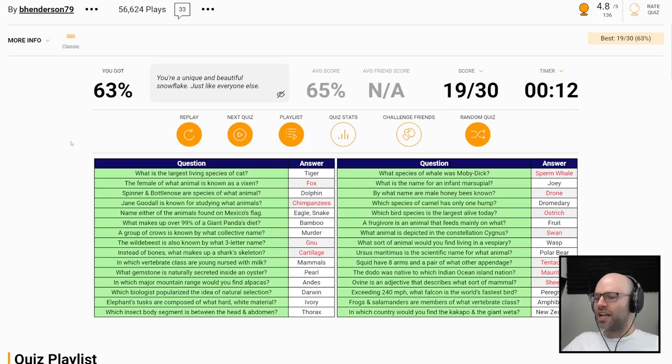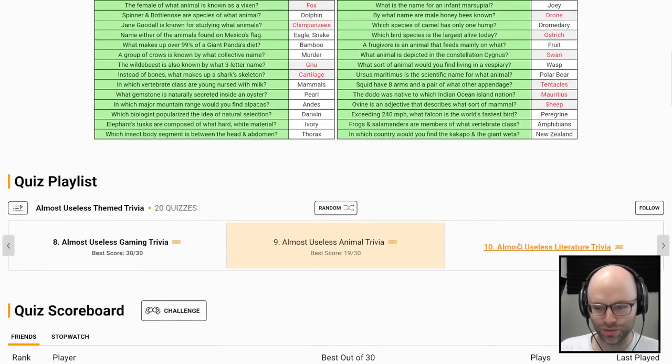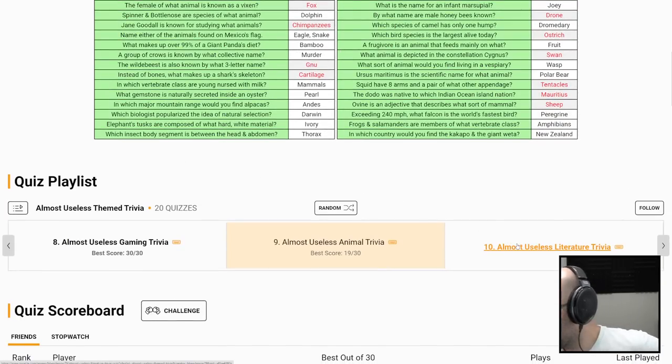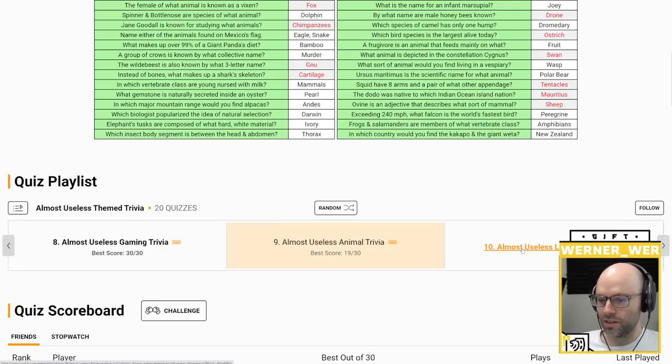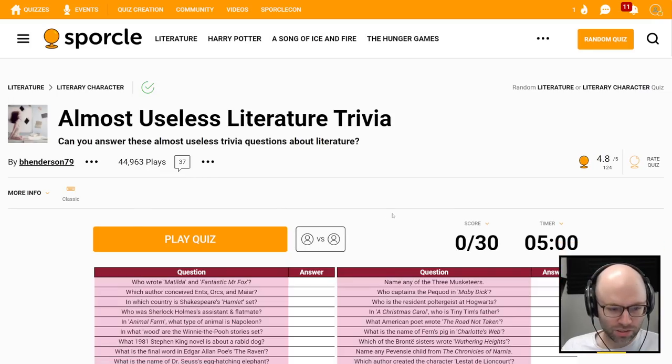Cartilage and chitin, isn't that the same thing? Mauritius. Sperm whale, drone bees, ostrich. Okay, some of these are impossible. Hey, Amen, Dom. Thank you, too. Thank you. They're similar. They taste the same, I'm sure.